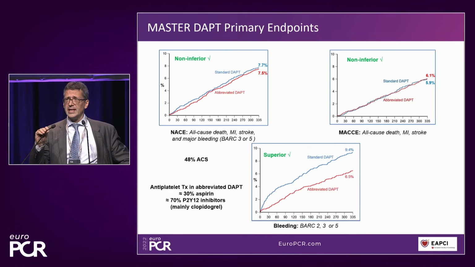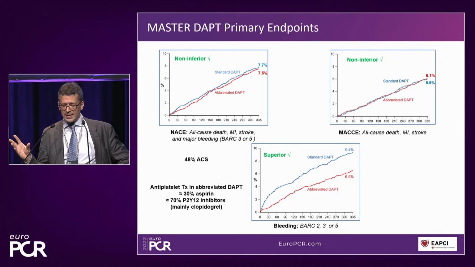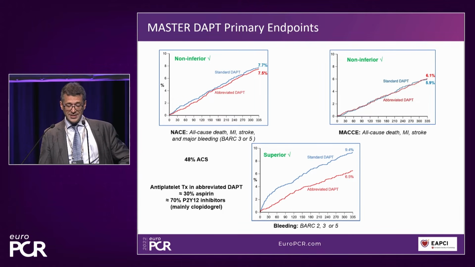So the study had 3 primary endpoints. If the first 2 were met, then the third would come into play. First, 2 non-inferiority endpoints. The first was NACE: all-cause death, MI, stroke, and major bleeding, BARC 3 to 5, on the left side. And you see that the abbreviated regimen was clearly non-inferior to the standard regimen.